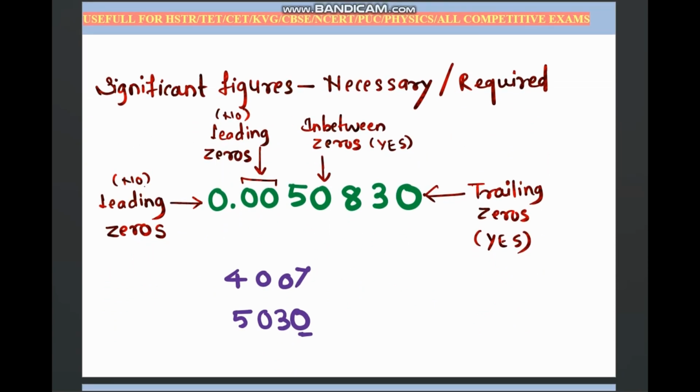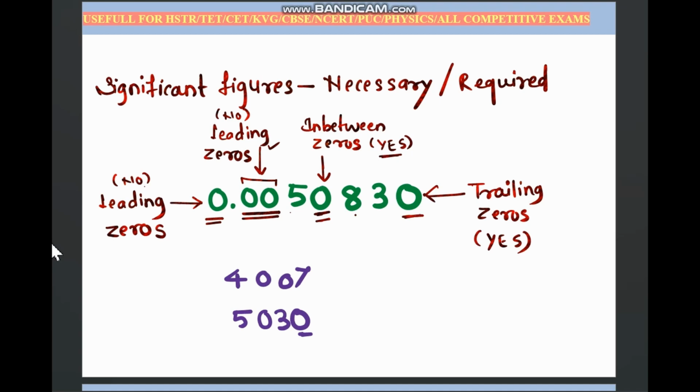Okay, here we have a very beautiful example, 0.0050830. In this, the initial zero we call a leading zero. Again, these two zeros after the decimal point are also called leading zeros. And these leading zeros are non-significant. Again, this zero is between 5 and 8, which are non-zero, and this zero we call an in-between zero. And these in-between zeros are significant figures.